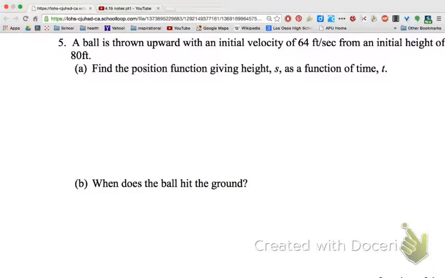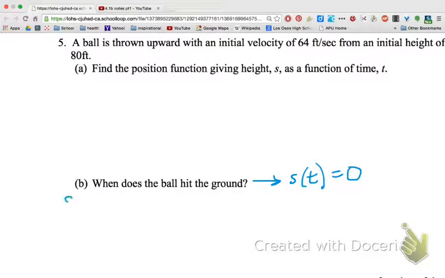So the next question is actually a review question. When does the ball hit the ground? What do I know about the ball hitting the ground? Do I know position? Do I know velocity? Do I know acceleration? Well, sure, if it hits the ground, I know that its position is 0 feet.